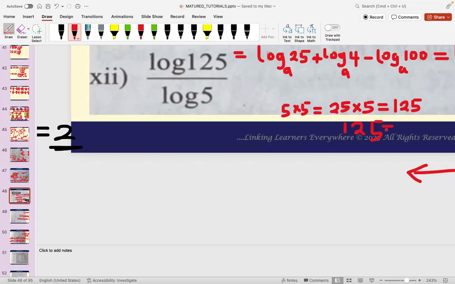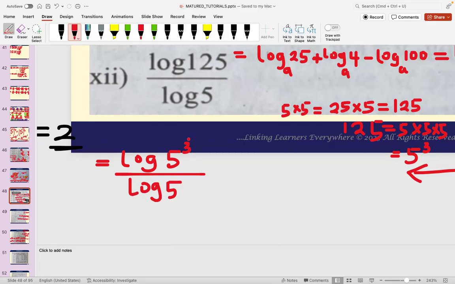So it means that 125 is the same as 5 times 5 times 5, which is the same as 5 raised to the power 3. Writing 5 3 times. So that's the breakdown we are going to have here. We have log 125, which is the same as 5 raised to the power 3, divided by log 5.